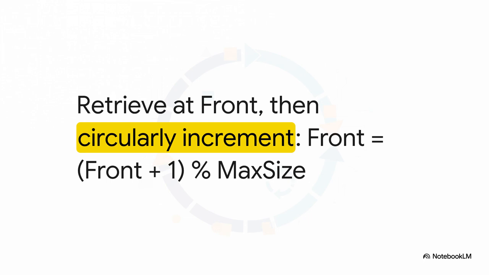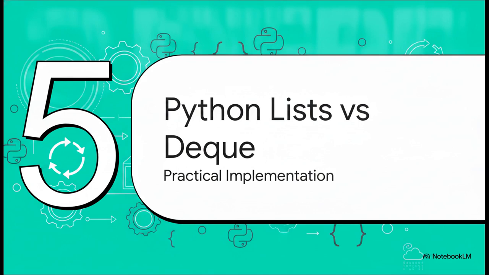If we're good to go, we retrieve the data sitting at the front index. And to effectively delete that element, we just advance the front pointer using the exact same circular incrementation. Front equals front plus 1 modulo max size. The beauty here is we don't even need to physically erase the data. By simply moving the front pointer, we've logically deleted it and opened up that exact space for the rear pointer to eventually overwrite. All right, let's bring this into the real world.